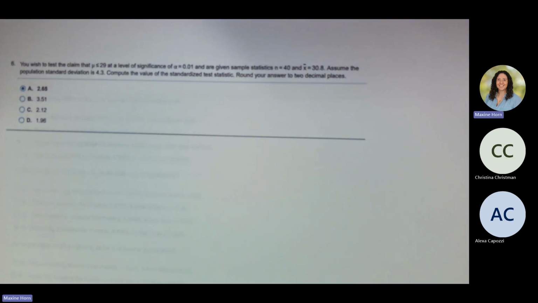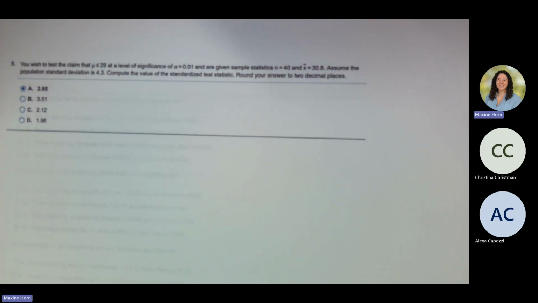Okay. You wish to test the claim that the mean is less than or equal to 29 at a level of significance of 0.01 and are given the sample statistics: n, or sample size, of 40, and x bar, or sample mean, of 30.8. Assume the population standard deviation, or sigma, is 4.3. Compute the value of the standardized test statistic and round your answer to 2 decimal places.